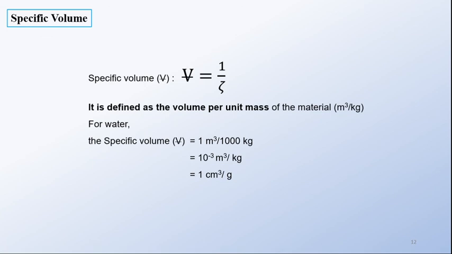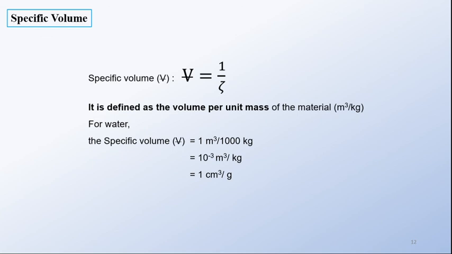Next we have specific volume. So as per the definition, it is defined as the volume per unit mass. So obviously it is inverse of mass density. You can see here specific volume denoted by V with a score on that is equal to 1 by rho. The density is measured in kg per meter cube, whereas specific volume is volume per unit mass. That's why it is 1 by rho.